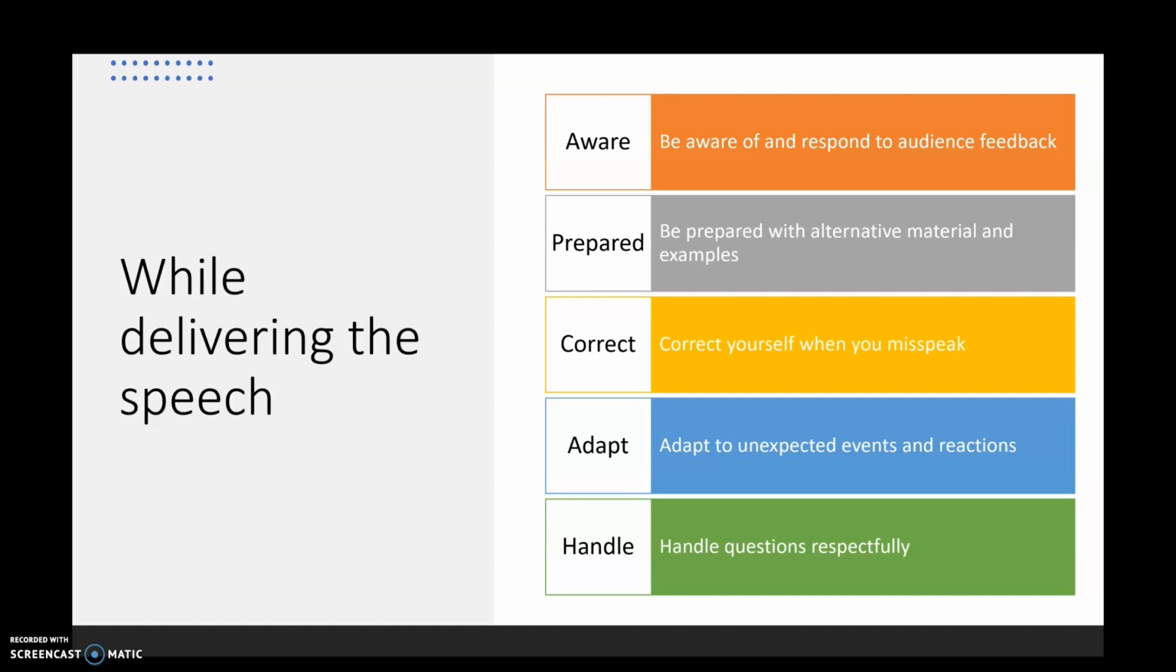Be prepared with alternative material and examples in case the initial material doesn't work as you expect it to. Maybe something you think is a really good example just seems to confuse the audience, and you need to come up with another one. If you misspeak, if you say something incorrectly, then do correct yourself. This is talking more about saying incorrect information or saying an entirely wrong sentence. If you just stumble over a word, you probably don't want to draw attention to it by correcting yourself.